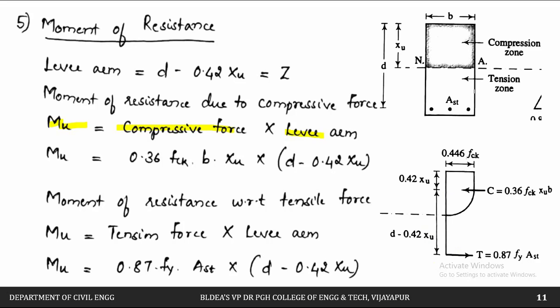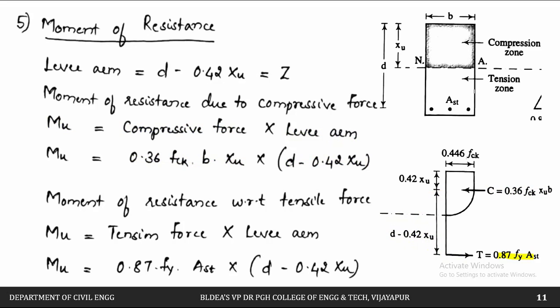That is nothing but Mu is equal to compressive force into lever arm. Compressive force is this, into lever arm is this. So therefore 0.36 fck into B into xu is nothing but the compressive force. Lever arm is this distance, that is d minus of 0.42 xu. This is the moment due to the compressive force.